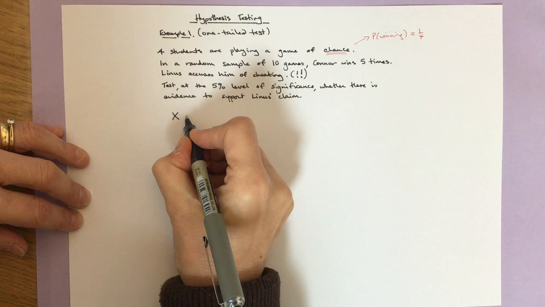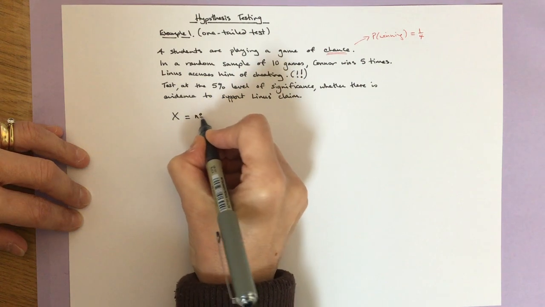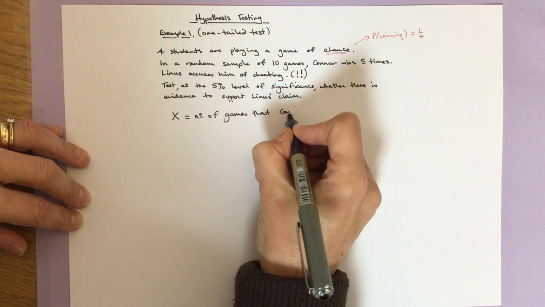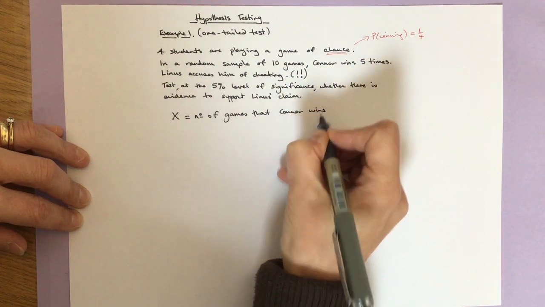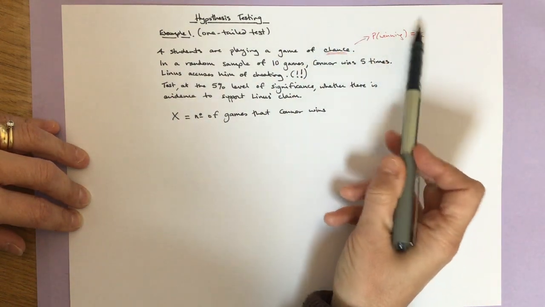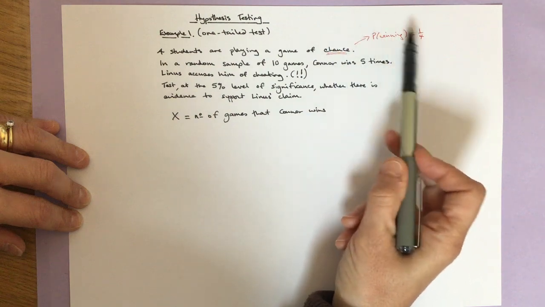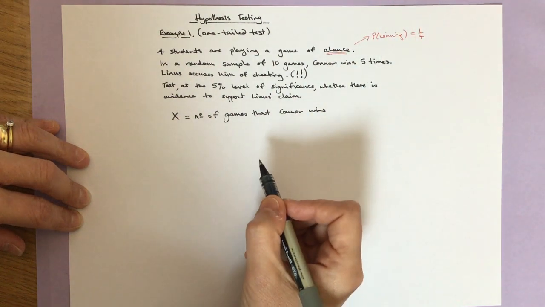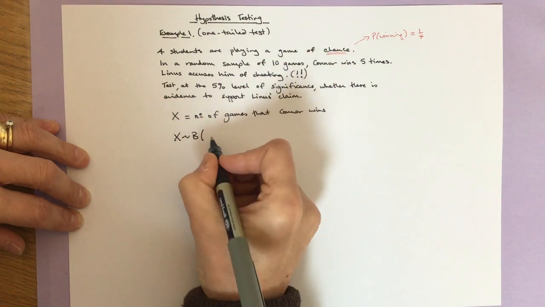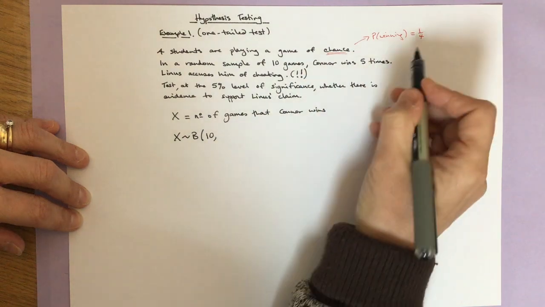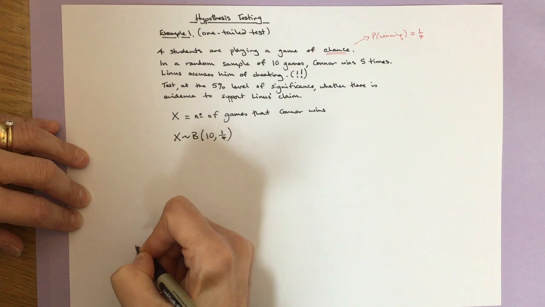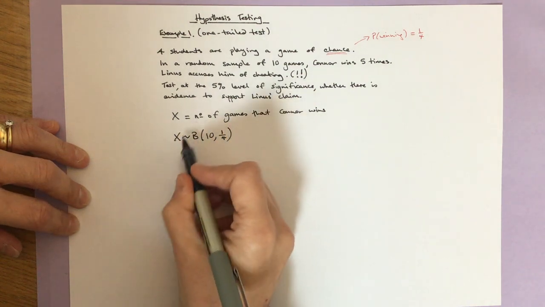So X, our random variable, is going to be the number of games that Connor wins. And if he's not cheating, so we go for the default value of it just being a game of chance, that nothing's changed from the probability, it should be a binomial distribution. N is 10 because we play 10 times, and the probability of winning, if he hasn't cheated, is a quarter. So this is going into our null hypothesis.